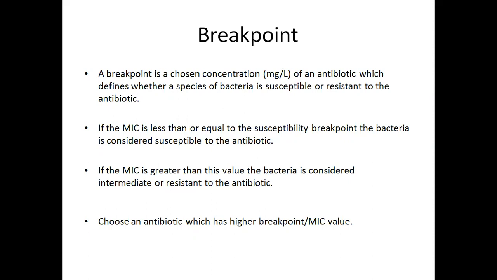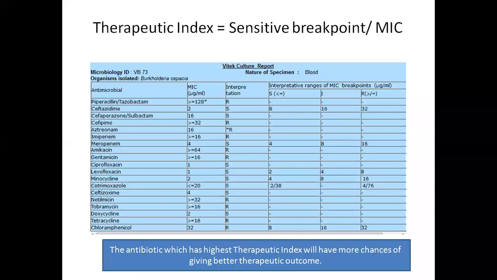So what we are going to do is, you need to have a ratio. Breakpoint divided by MIC value is called the therapeutic index. So the therapeutic index is breakpoint by MIC. The antibiotics with the highest therapeutic index will have more chances of a better therapeutic outcome.